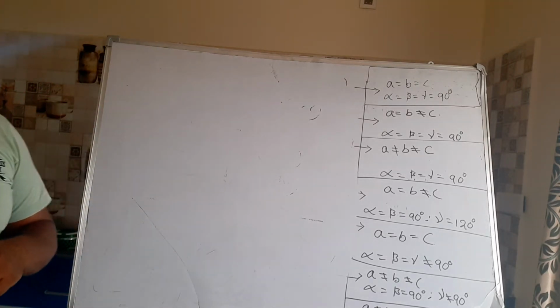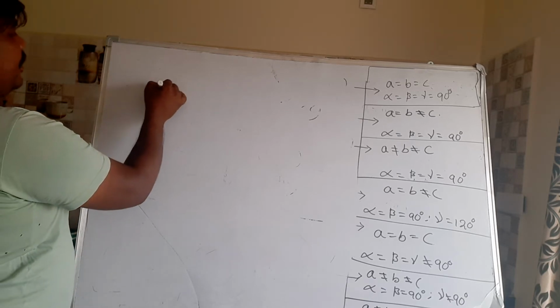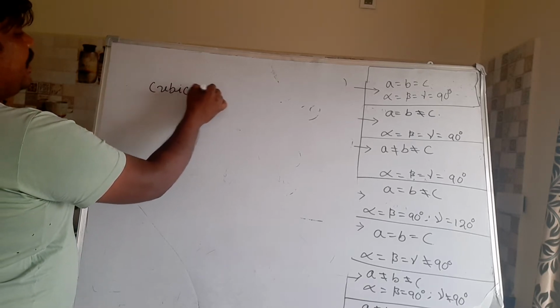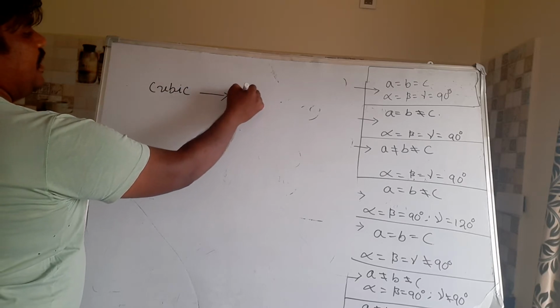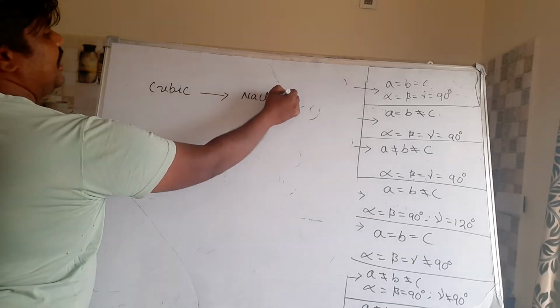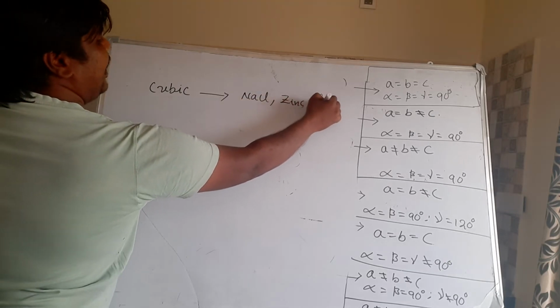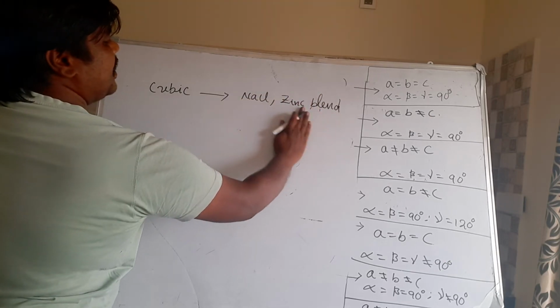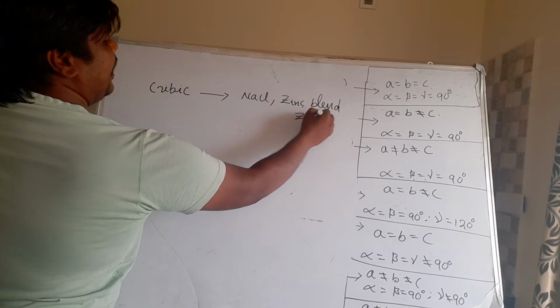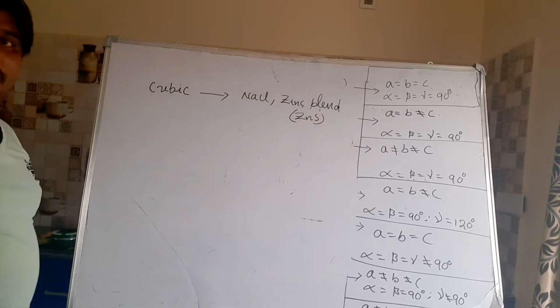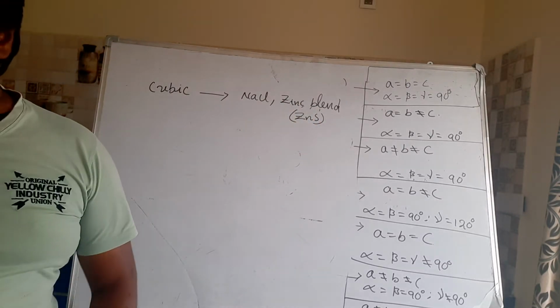For cubic, you take examples. NaCl, cubic crystals are some examples I am giving. NaCl, zinc blende, formula is ZnS. These are the examples of simple cubic.